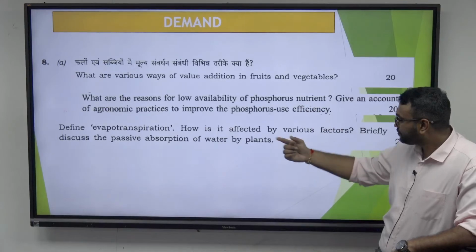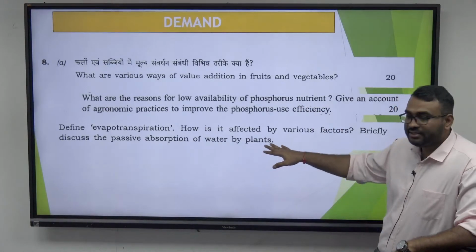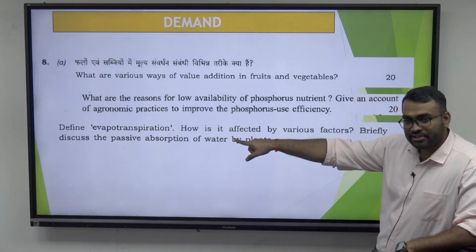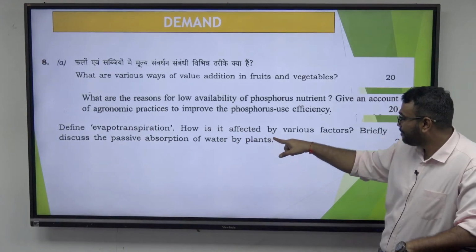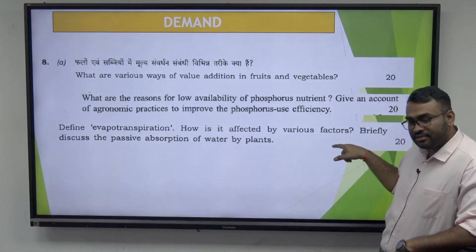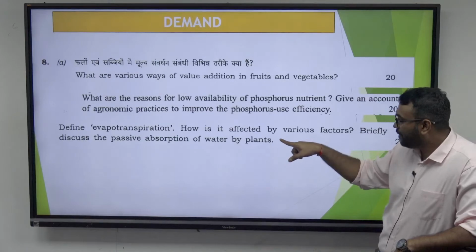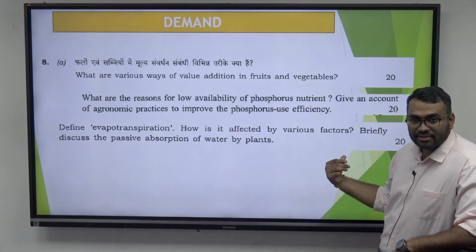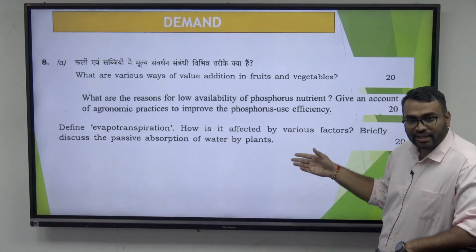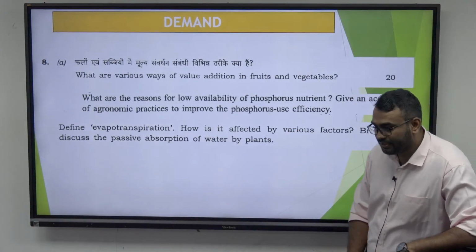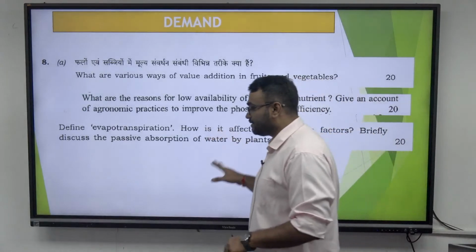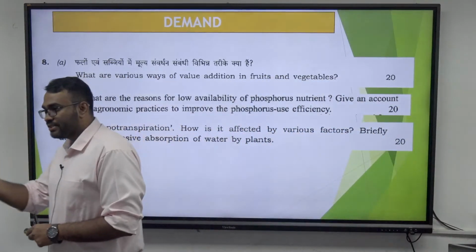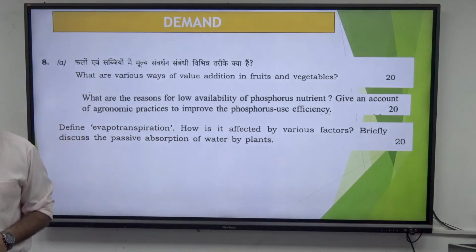So this is one. Now let's see this. Here there are 3 parts, correct? One is the definition of evapotranspiration, how it is affected by various factors, and next one is to briefly discuss the passive absorption of water. Now 3 demands are there, again this is for 20 marks. If you can understand this, if you can bifurcate, here at least it is given in a simplistic way. The question itself is divided, full stops are there, so you can understand it.